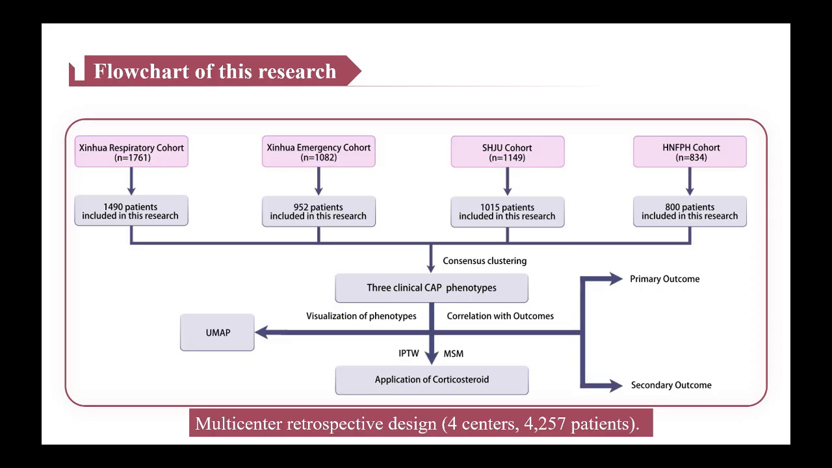This was a large, retrospective analysis conducted across 4 clinical centers in China, ultimately including a total of 4,257 hospitalized adult patients with CAP. The patient data came from 4 distinct cohorts: the Xinhua Respiratory Cohort, the Xinhua Emergency Cohort, the Second Hospital of Jilin University Cohort, and the Huainan First People Hospital Cohort. This multi-center approach helps ensure the diversity and generalizability of our findings.